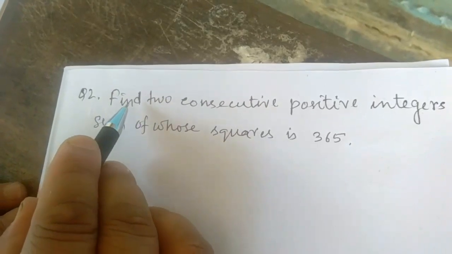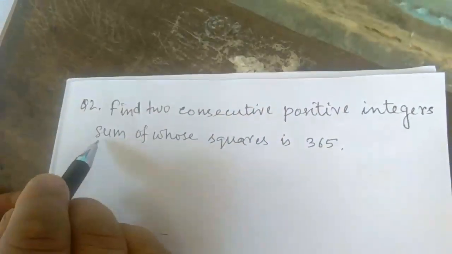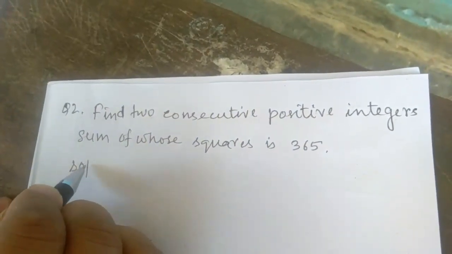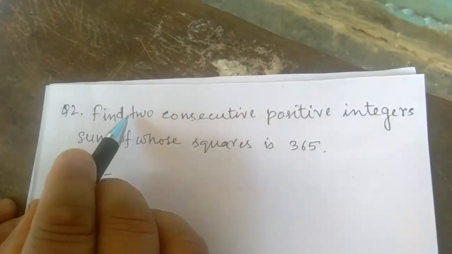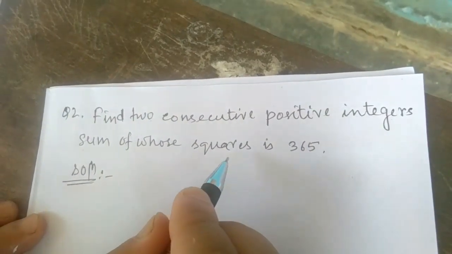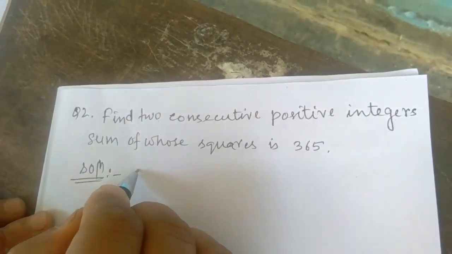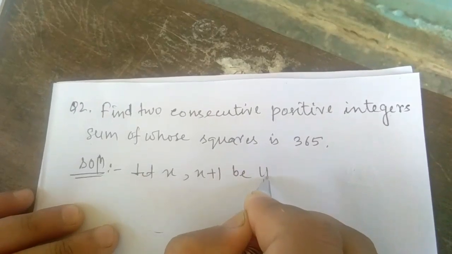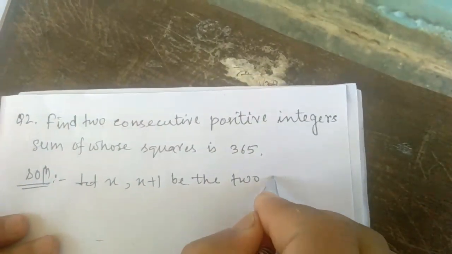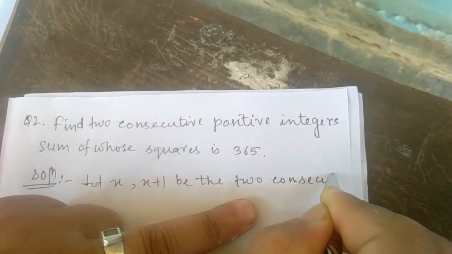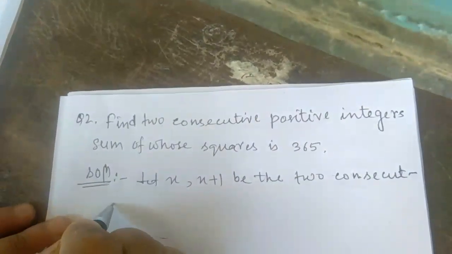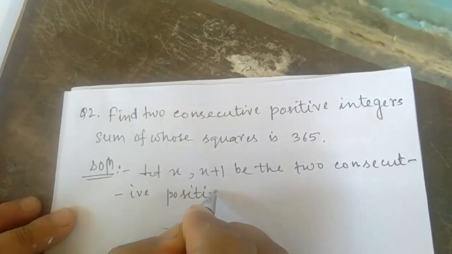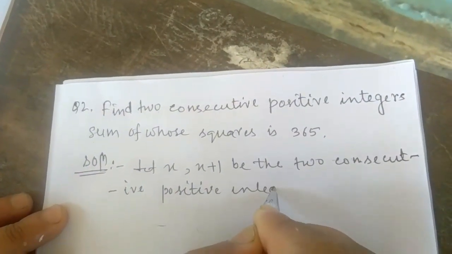Next, question number 2. Find two consecutive positive integers, the sum of whose squares is 365. So how to find the numbers? Let me show you. Two consecutive positive integers are given. We don't know what the two consecutive positive integers are, so first we'll take it like this: let x, x plus 1 be the two consecutive positive integers.